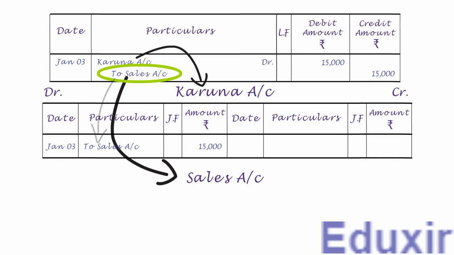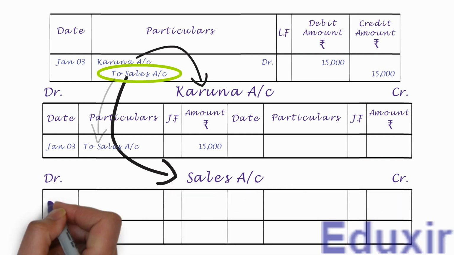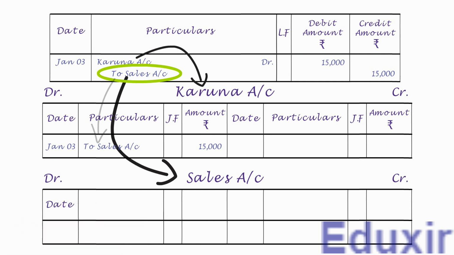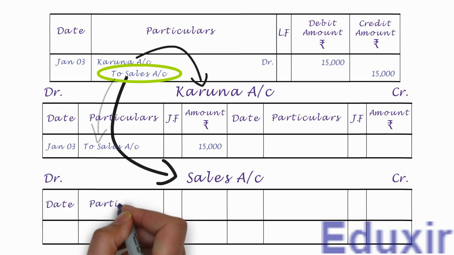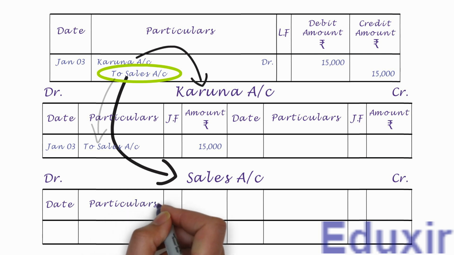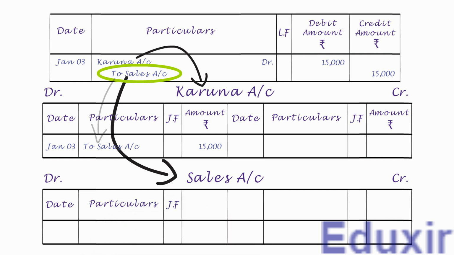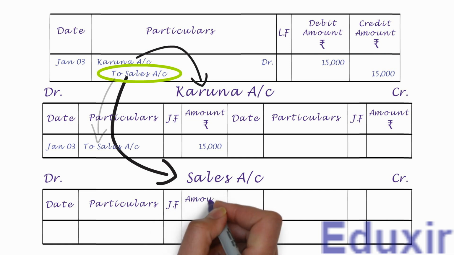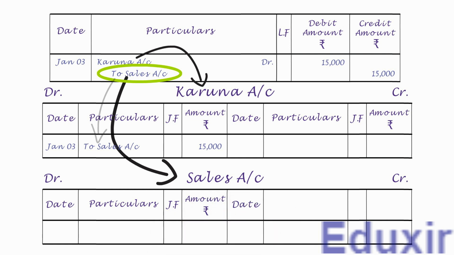Similarly, let's proceed with the posting of the credit entry from the journal on the credit side of the sales account. Let us first draw the table format for the sales account. The title of the account is already there. Let us have DR and CR headers to designate the debit and credit sides respectively. Let us also have the columns date, particulars, journal folio, and amount on the debit side, and the same columns on the credit side also. Let us first enter the date.